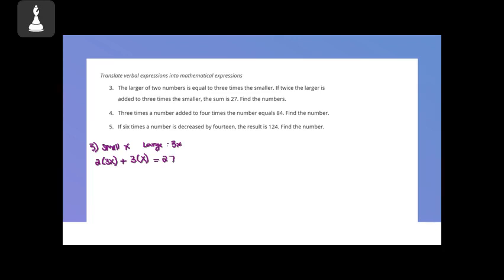Well, let's figure it out here. 2 times 3x is 6x, plus 3x equals 27. Adding my like terms, I have 9x equals 27. And if I divide both sides by 9, I get x is 3. So the small number, which is x, is 3. The larger number is 3 times that, or 9.